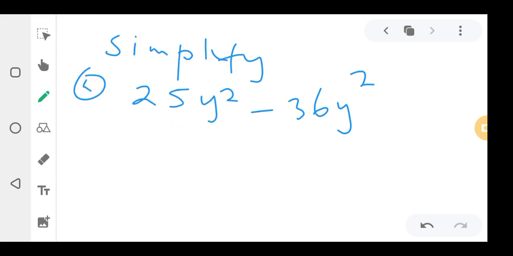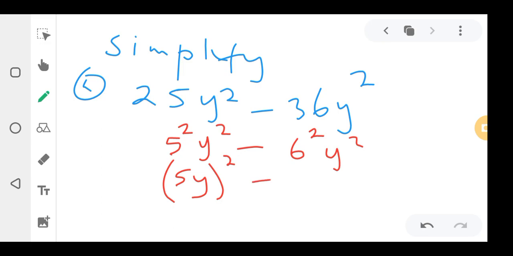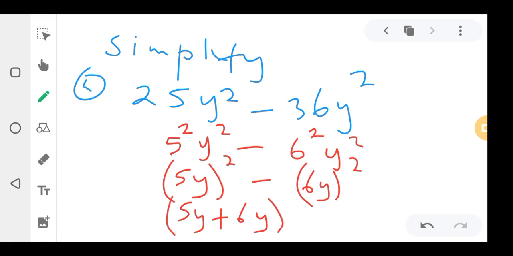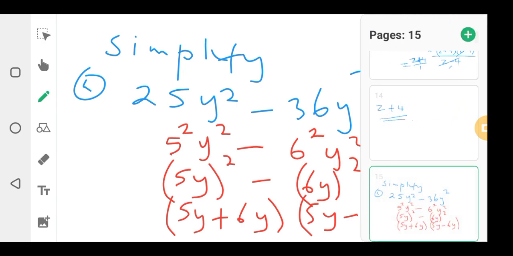Okay, 25, what's the square root of 25? It is 5 squared, and then y squared minus the square root of 36, it is 6 squared, y squared. Then 5 and y, you bring them in the bracket like this, minus 6 and y, you bring them in the bracket like this. You square them outside. So it will be 5y plus 6y, again 5y minus 6y. You bring them like that. That's how you solve this. It applies to all questions. They can bring any question for you. That's question A.